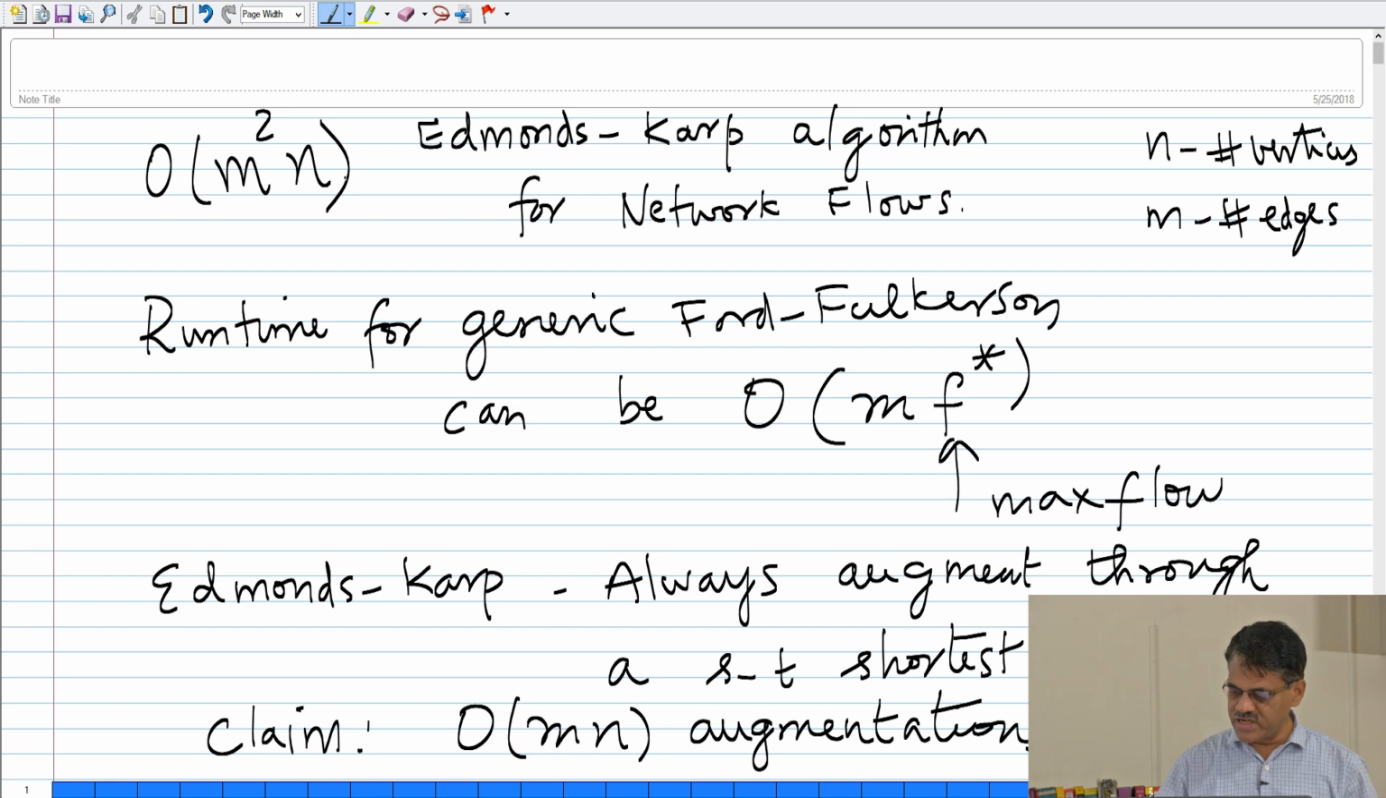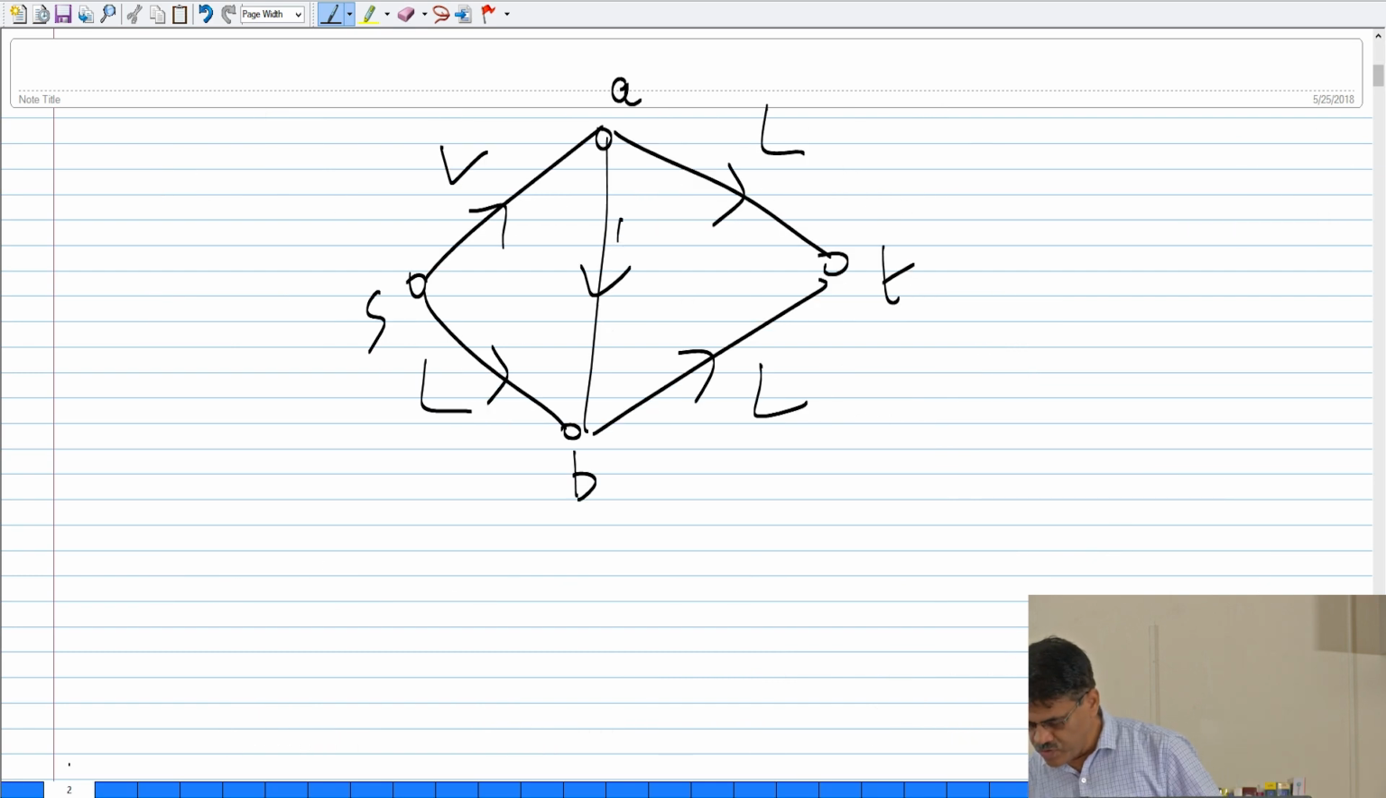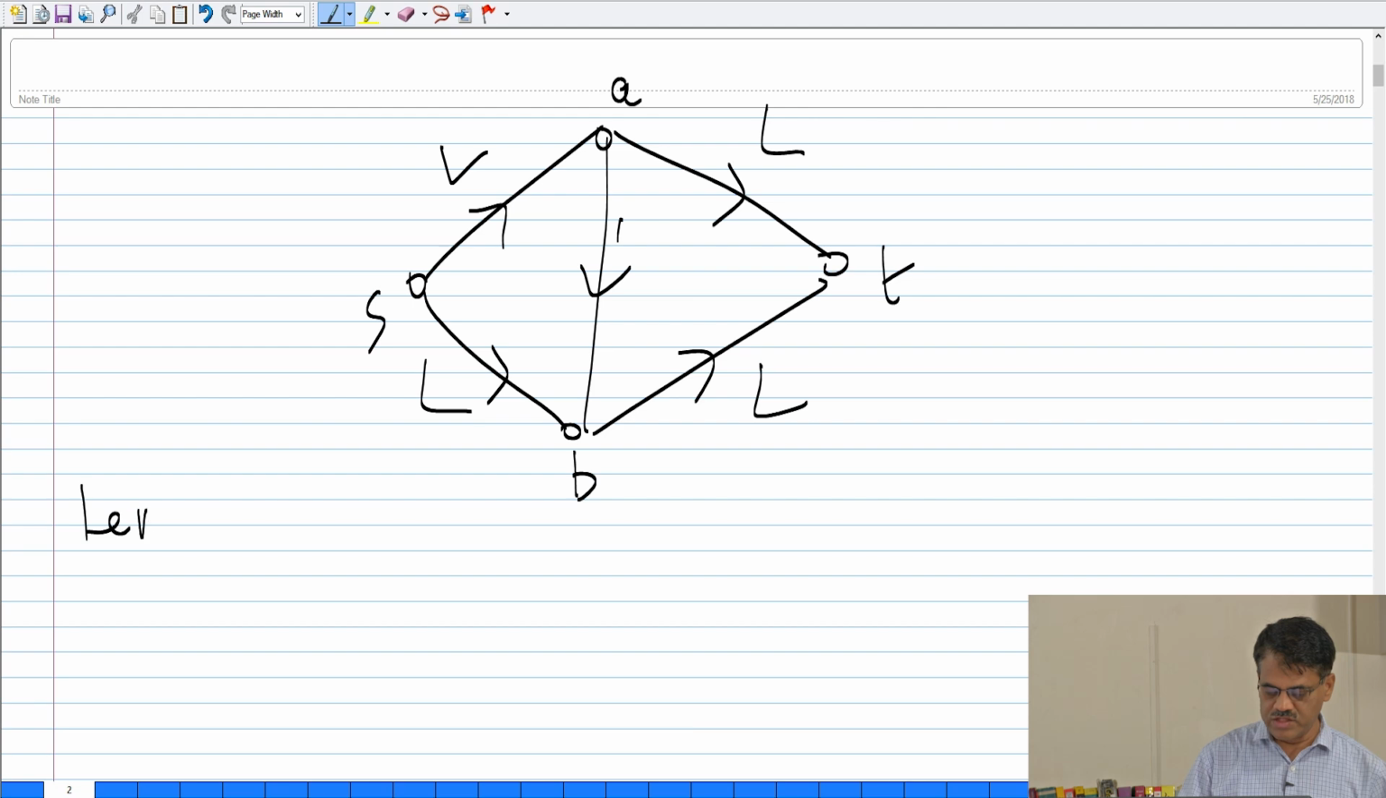So the rest of the lecture is trying to show this claim: that if you augment through shortest paths, then the number of augmentations you will do is only order mn. We will prove two lemmas and then the rest will follow.